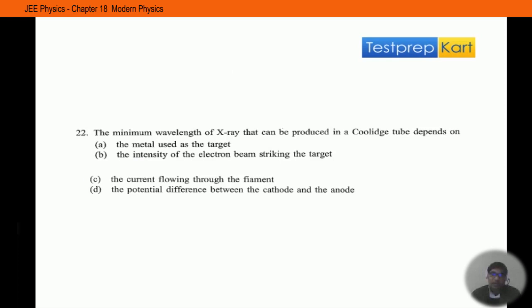Next question. Question number 22. The minimum wavelength of X-ray that can be produced in a Coolidge tube depends on what? Okay, so look, wavelength is always dependent on energy, because the generated wavelength corresponds to energy hc over lambda. And the energy of the charged particle depends on the potential difference across the tube, that is V, and the charge of the particle. So this energy is equal to Q into V. So from here we can say that the minimum wavelength of X-ray that can be produced is inversely proportional to the maximum energy, and that is proportional to the potential difference between cathode and anode. So choice D is correct in this question.